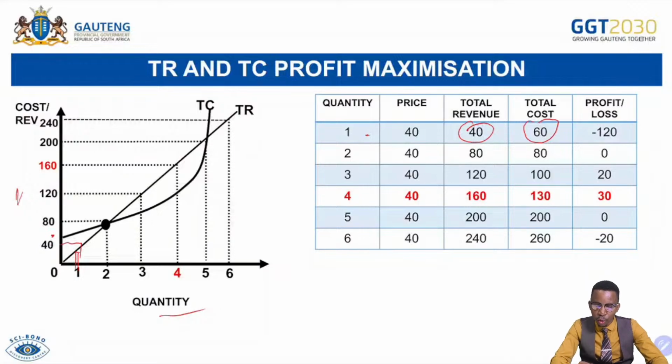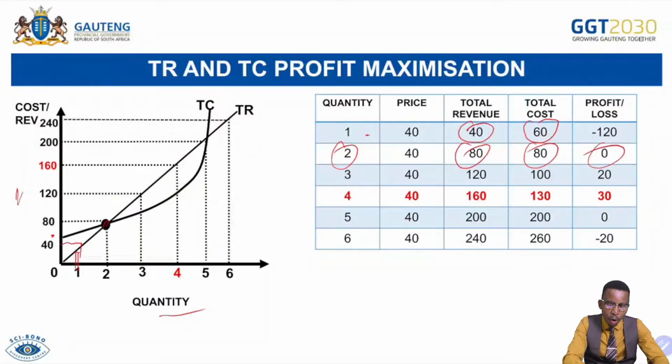Then we continue. Quantity number 2. Total revenues equal 80, total cost equal 80. In that case, the firm is not making a profit, neither a loss, because this is the point that I'm talking about. This point is where the firm's total revenues are equal to the firm's total cost. So in this situation, the firm is not making a profit, neither a loss. So the profit equals 0 in there.